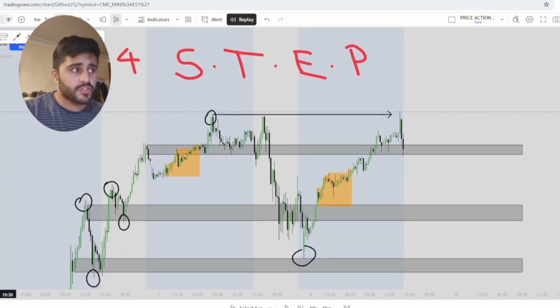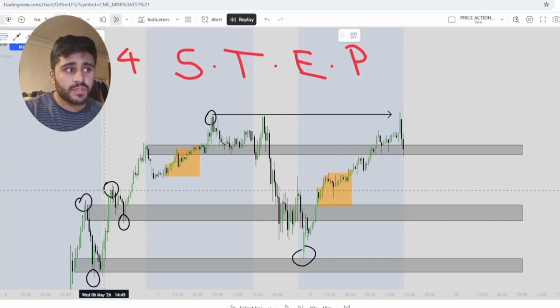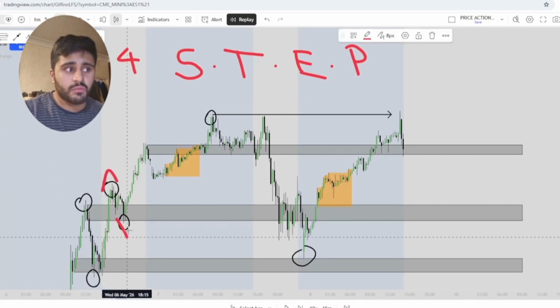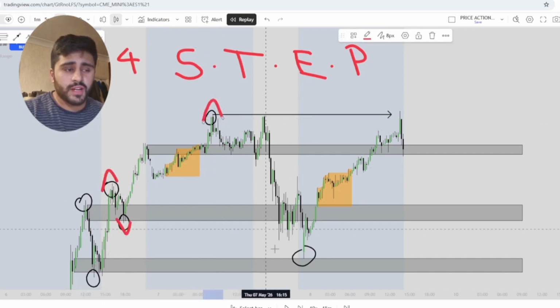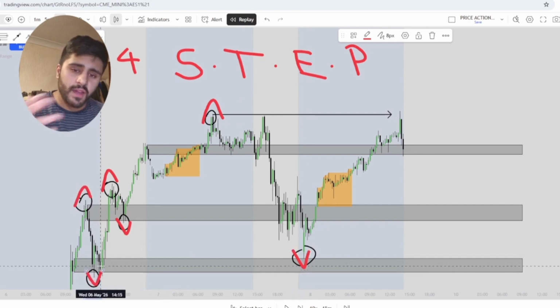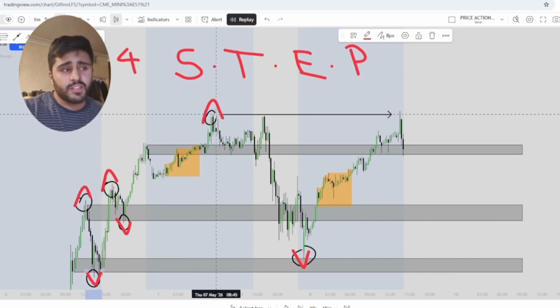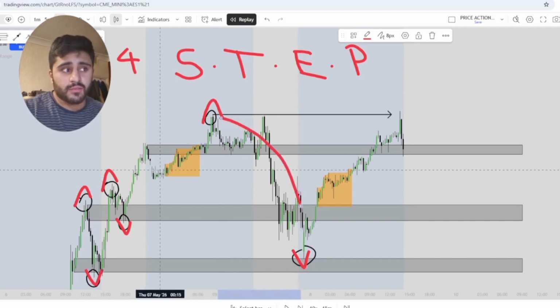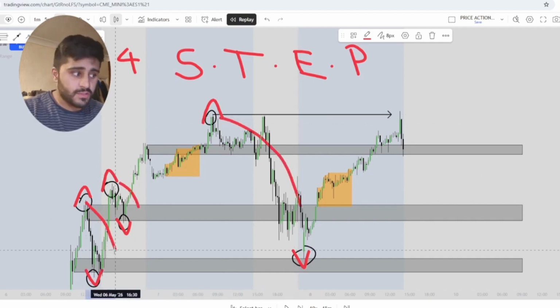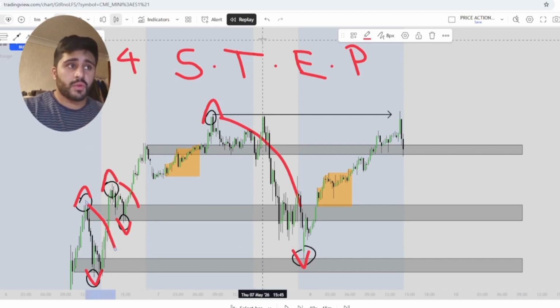A couple of things with structure to understand is you want to look for these sharp moves up and these sharp moves down. Sharp move down, sharp move up. So every move should be a V or an inverted V. And each pullback has to have at least 2 candles, at least 2 candles. This is also important to identify.